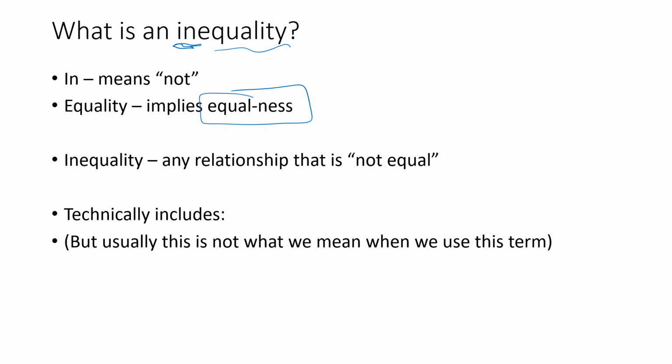Technically, this also includes this symbol right here, which is an equal sign with a slash through it, meaning not equal. But usually this is not what we mean when we use this term. Occasionally, when we're talking about inequalities, you will see this included in that. But generally speaking, that's not what most people mean in most lessons when they're using the word inequality. I think it's important to note that, yes, that does fall under the umbrella of inequality.